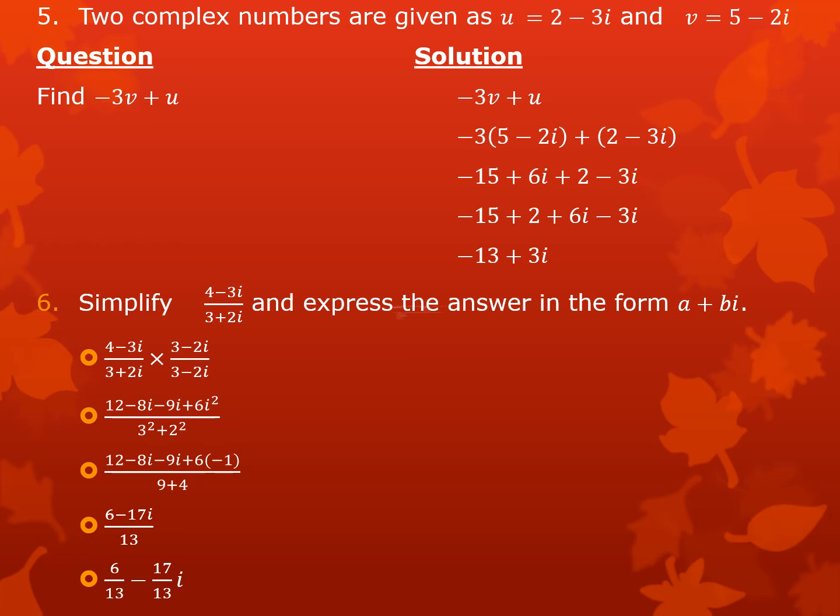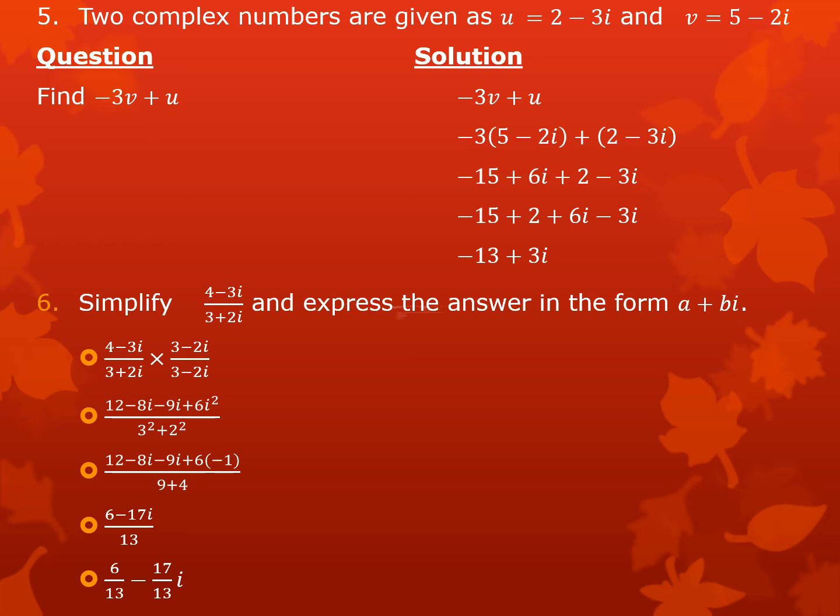So that gives us 4 times 3 is 12. 4 times negative 2i is negative 8i. Negative 3i times 3 gives us negative 9i. Negative 3 times negative 2i gives us positive 6i squared. The denominator is in the form of a plus bi into a minus bi, so that can be simplified using the rule a squared plus b squared. So simplifying the denominator gives us 3 squared plus 2 squared.